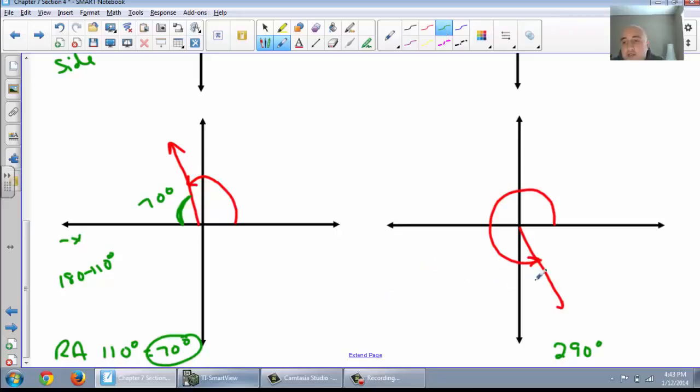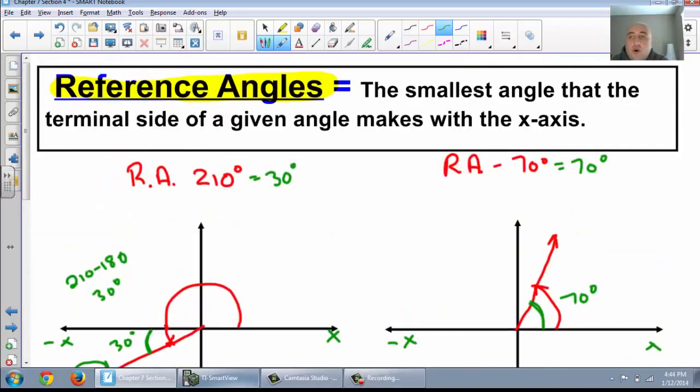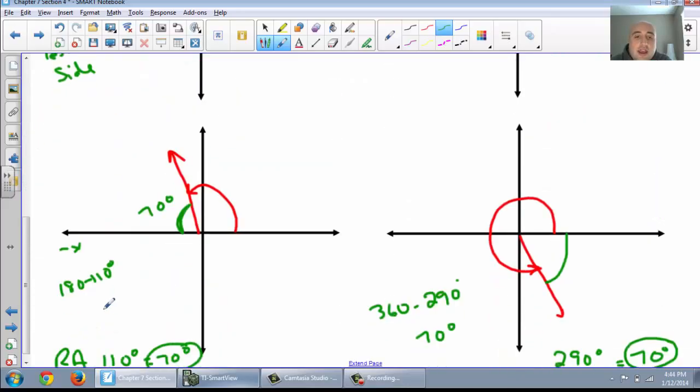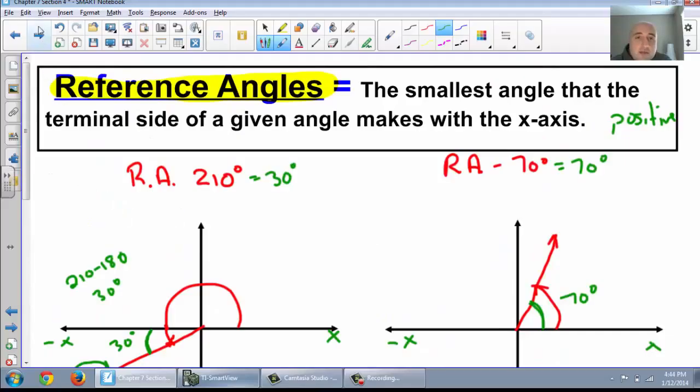Now the question is, how much further is it to get to the nearest x-axis? So how would I get this one? 360 minus your angle. Okay, so what's 360 minus 290? Hopefully you see also that that is a 70 degree angle. So the reference angle here is 70 degrees. Now notice reference angles are always positive. They're always positive. Okay, so there are my 4 examples of a first, a third, a second, and a fourth quadrant angle. Okay, so we need to be able to find reference angles.